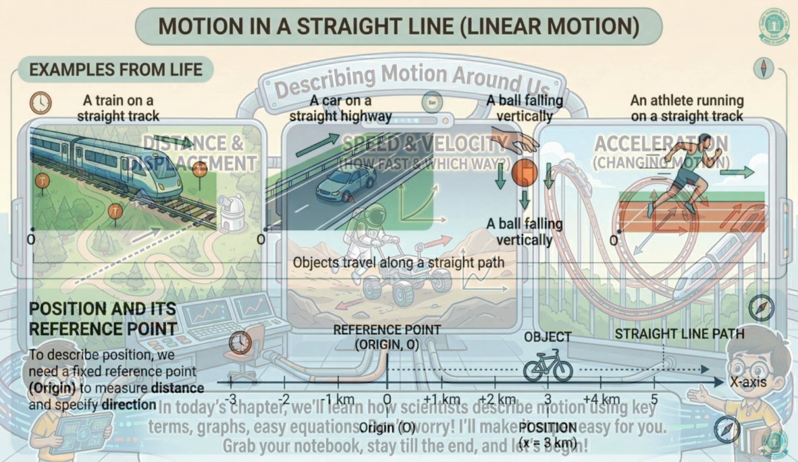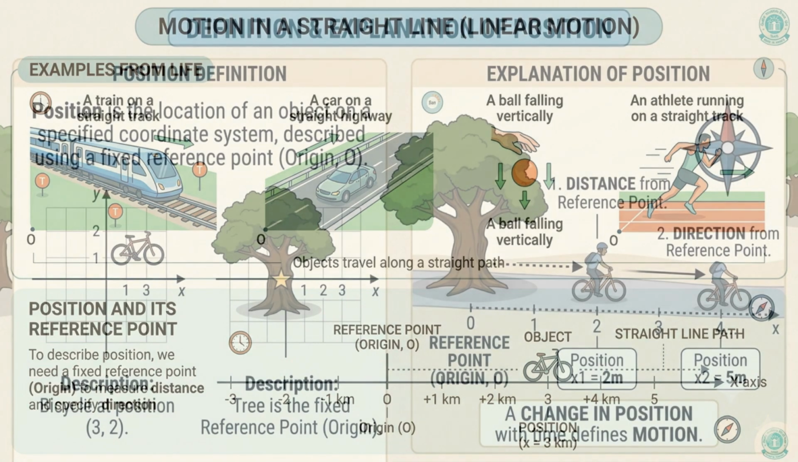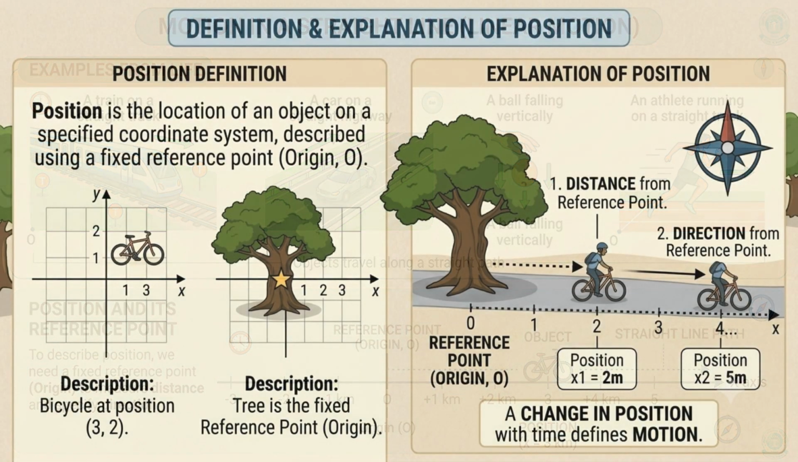Look around yourself. A train moving on a straight track. A car moving on a straight highway. A ball falling vertically downward. An athlete running on a straight track. All these are examples of motion in a straight line, also called linear motion. Before studying motion, we first need to know where an object is located. This brings us to the concept of position.